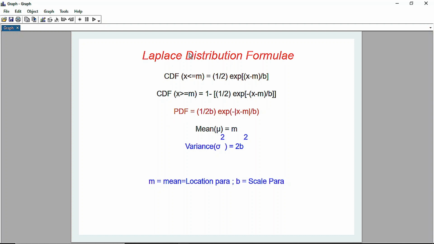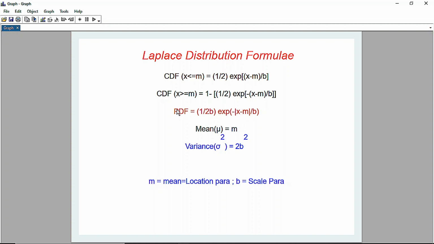The Laplace distribution is a continuous distribution, which is why we can calculate the PDF. PDF is equal to 1 by 2b, e to the power of the absolute value of x minus m, divided by b. M is the mean, or the location parameter, which helps in shifting the location. B is the scale parameter, because when we divide our variable x by something, we get the scale. The location parameter comes in the form of deviation.